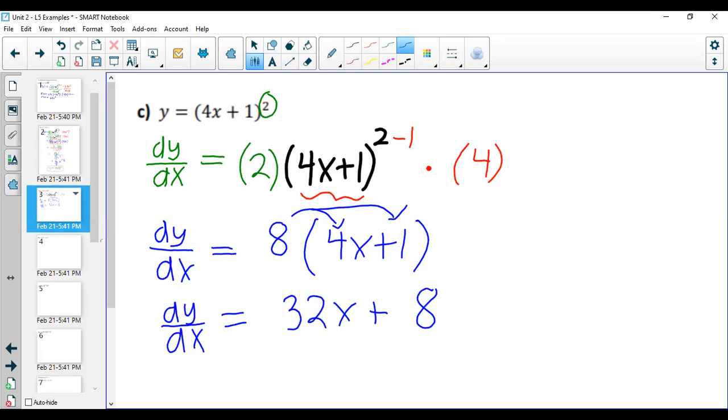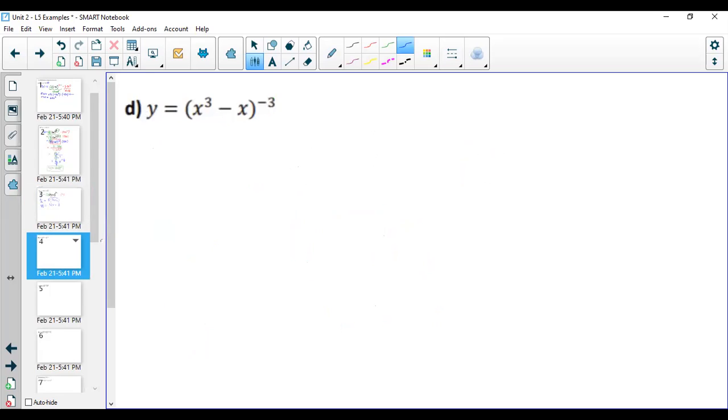And if you need clarification on that, I did cover it in the last chain rule video, as well as all of the videos I posted. Now, this is a binomial as well, but it has a negative exponent.